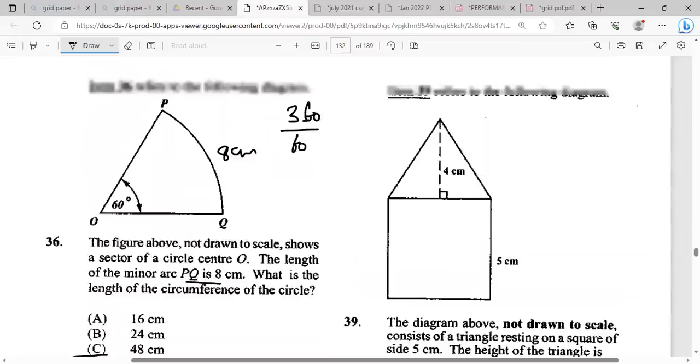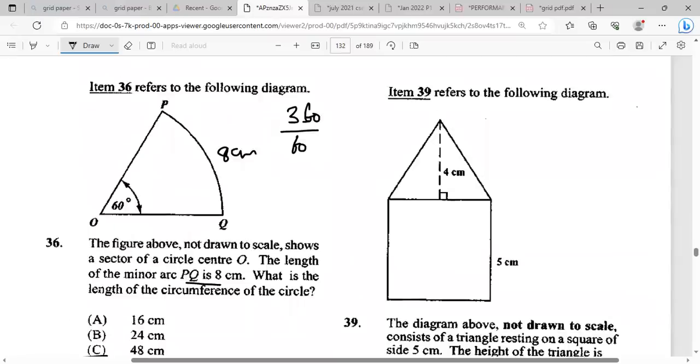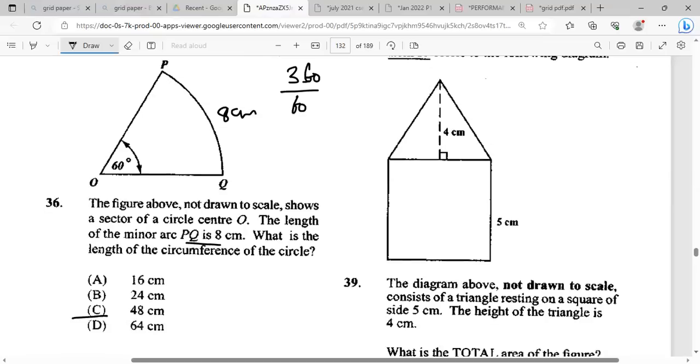All right. 39. Item 39 refers to the following diagram. The diagram above, not drawn to scale, consists of a triangle resting on a square of side 5 centimeters. The height is 4. What is the total area of the figure?